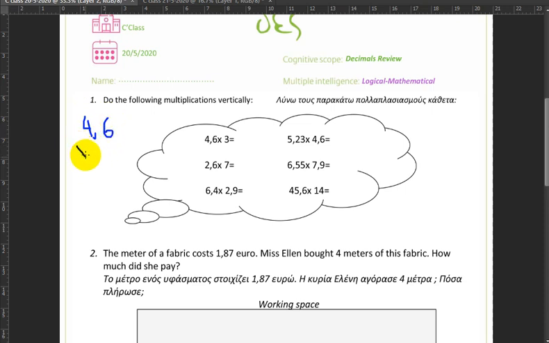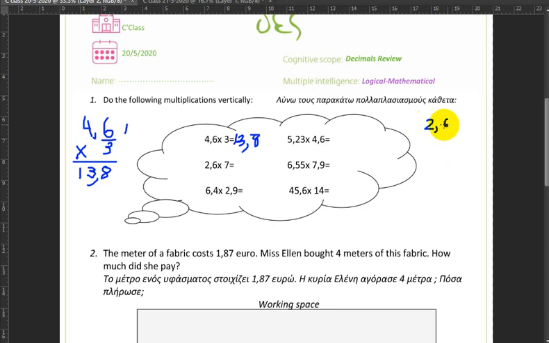4.6 times 3. Six times three makes 18, so I write 8 and I carry 1. Three times four makes 12, plus one that I carried over makes 13. One number to the right of the decimal point, so my decimal point in the result needs to go there. 13.8 is our result. Then we have 2.6 times seven.